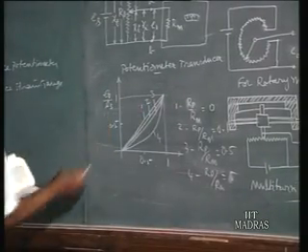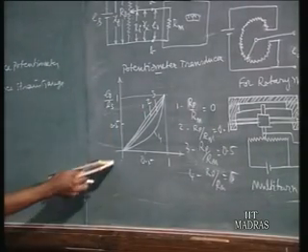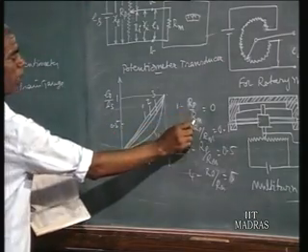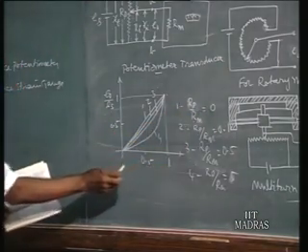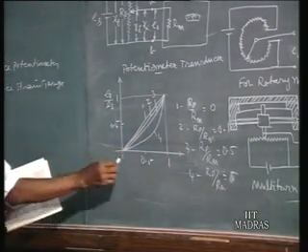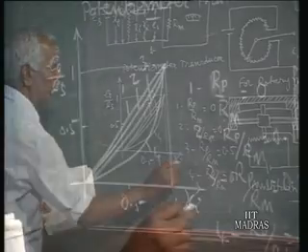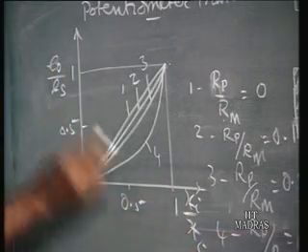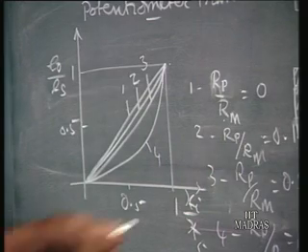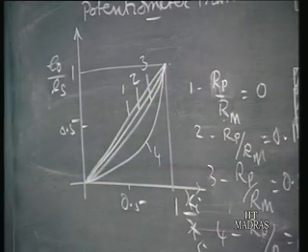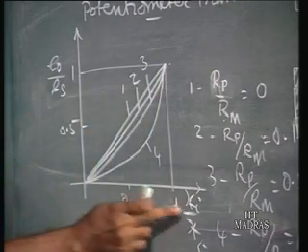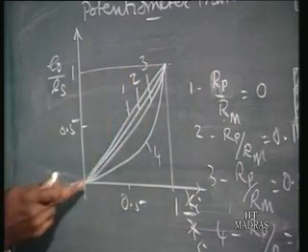The plot, the same equation, Eo by Es, is plotted here. We find curve 1, Rp by Rm equal to 0, that is Rm is infinity, is linear. That is, Eo is proportional to Xi, this is Xi by Xt, Xt is constant, Es is constant. When Rm has a definite value, then there is no more linearity, Eo is not linear with Xi, and non-linearity comes into the picture.